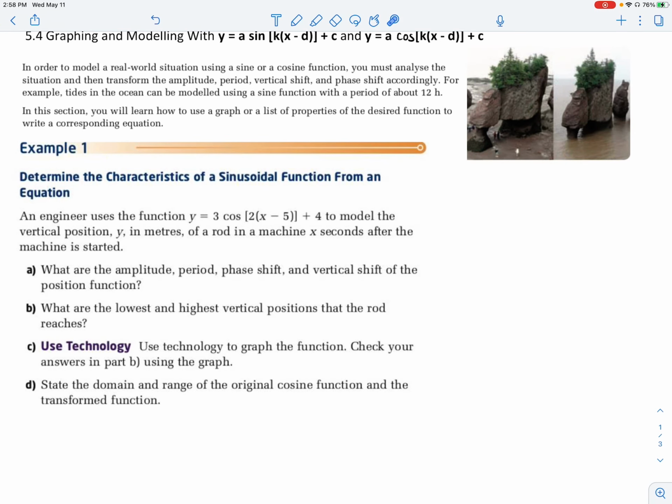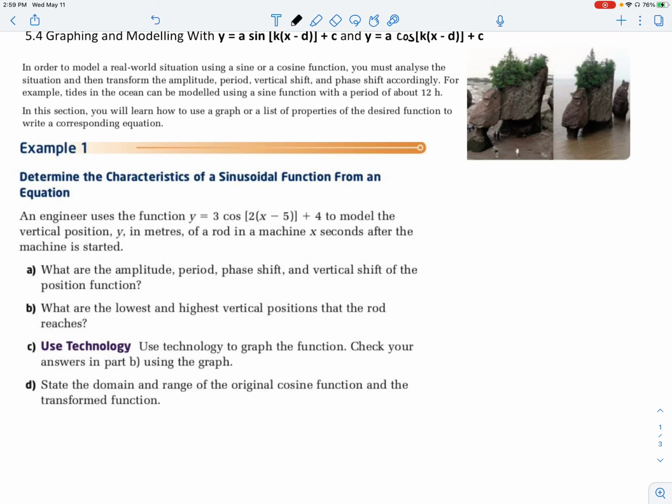It says determine the characteristics of a sinusoidal function from an equation. An engineer uses the function y equals 3 cos of 2 times (x minus 5), plus 4, to model the vertical position, so that's like a height, of a rod in a machine x seconds after the machine is started. Part A: what are the amplitude, period, phase shift, and vertical shift of the position function?